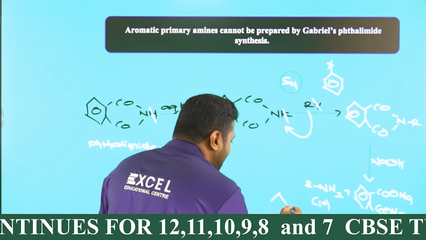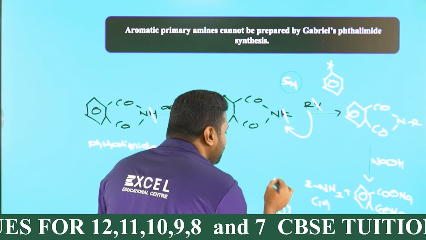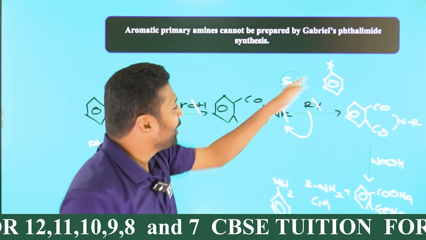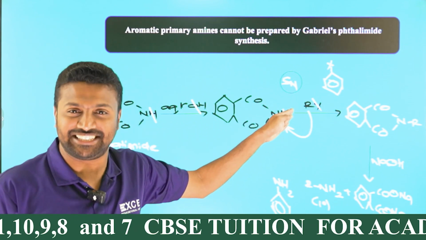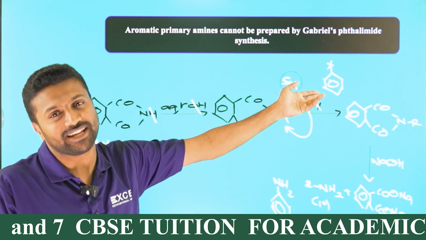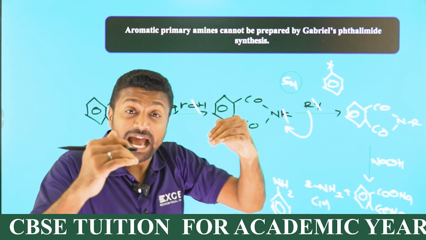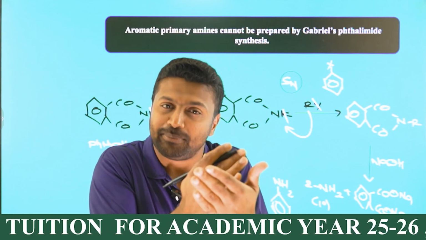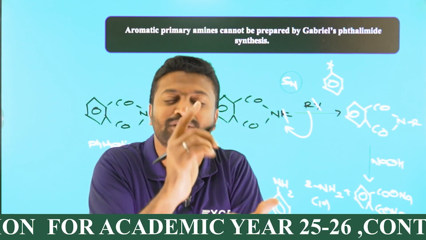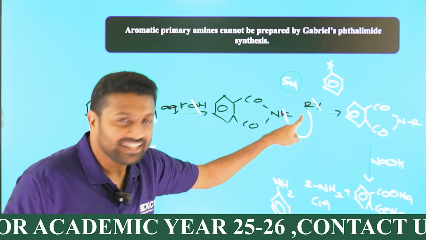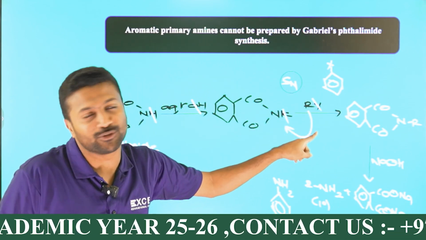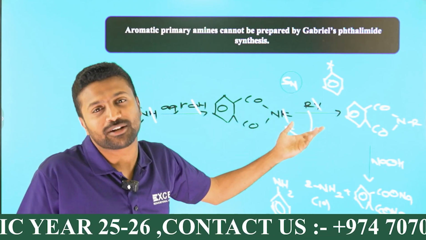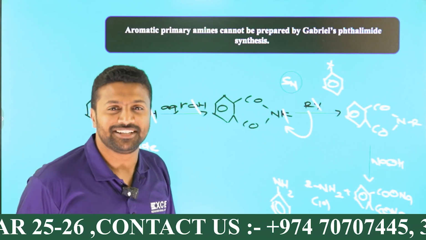the expected product is an aromatic primary amine, but unfortunately this aryl halide won't undergo this SN reaction because of partial double bond character. So if you want to prepare an aromatic primary amine by Gabriel phthalimide synthesis, the chosen compound should be aryl halide instead of alkyl halide, but unfortunately aryl halide won't undergo SN reaction. Hope it's clear, right? Clear.